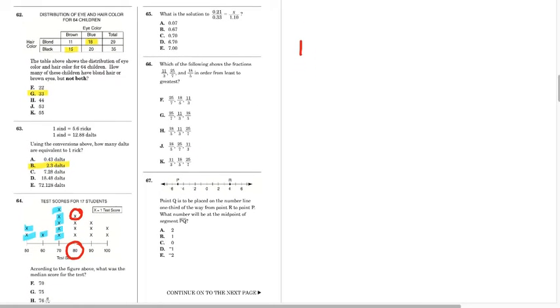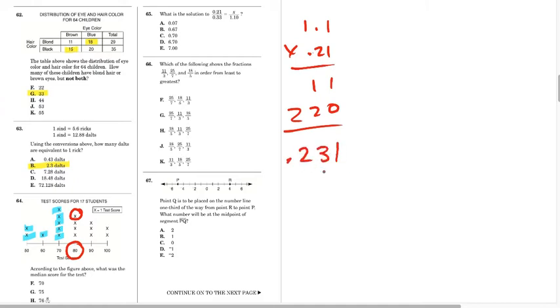Okay, question 65. Now we got to do some math here. We set up a proportion. 1.1 times 0.21 is going to equal 0.231. And we have to divide that by 0.33, which is going to give us 0.7. All right, so that's going to be answer C. Right, simple proportion.